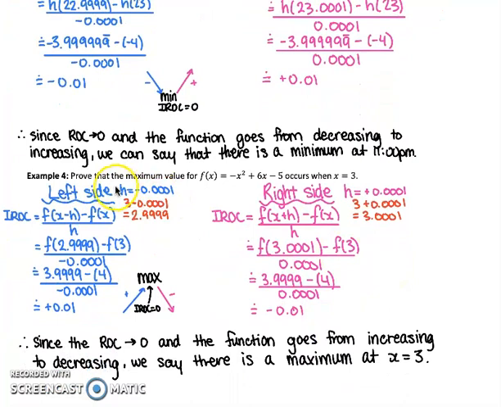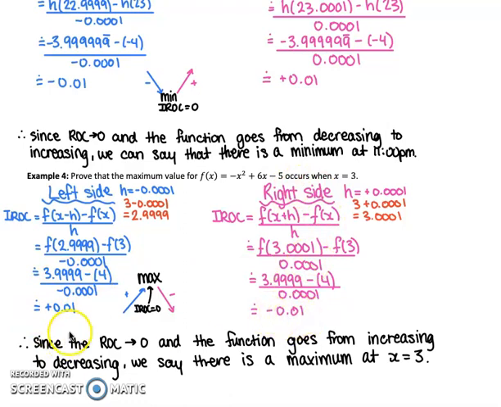The last example we did was proving that there's a maximum value for this quadratic when x is equal to 3. So we'll use 3 and approach it from the left side and approach it from the right side. So from the left side, it'll be negative 0.0001, and the right side would be plus 0.0001. So just like before, plug it into your IROC equation, plug these values into your f of x, and then you should get positive 0.01, and on the right side, you'll get negative 0.01.